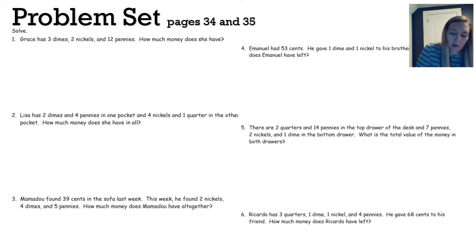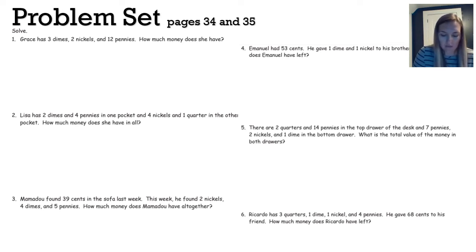Problem 5. There are 2 quarters and 14 pennies in the top drawer of the desk and 7 pennies, 2 nickels, and 1 dime in the bottom drawer. What is the total value of the money in both drawers? Last problem, problem 6.